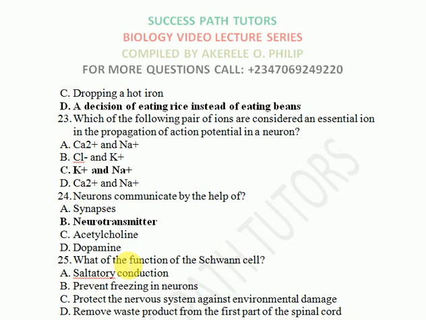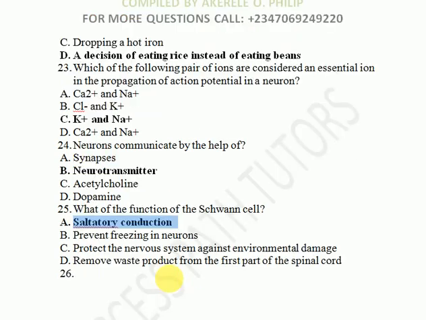At the beginning of this lecture, I showed you a diagram. That diagram of a neuron, I said there's something called myelin sheath which was not labeled. So what does it do? It causes impulse to move faster, and that faster movement is called saltatory conduction. Alright, so that is the answer to that question.